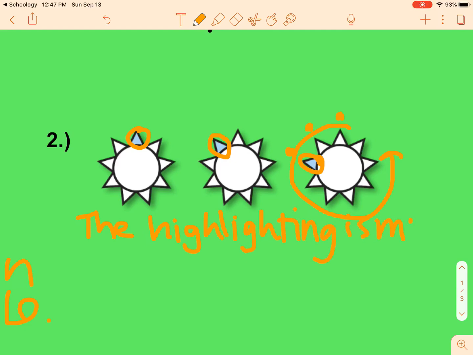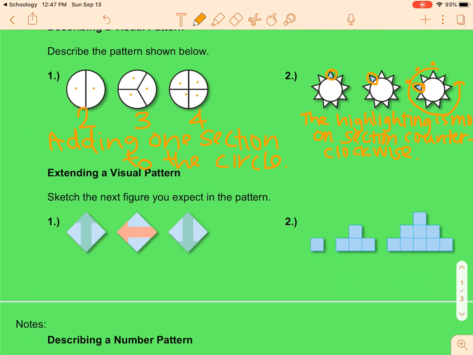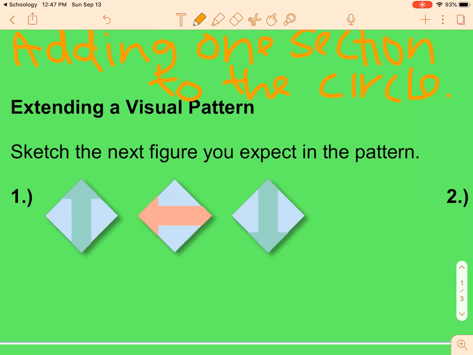is moving one section counterclockwise. Alright, so now we've described it. Now the next one, we are going to extend our pattern.